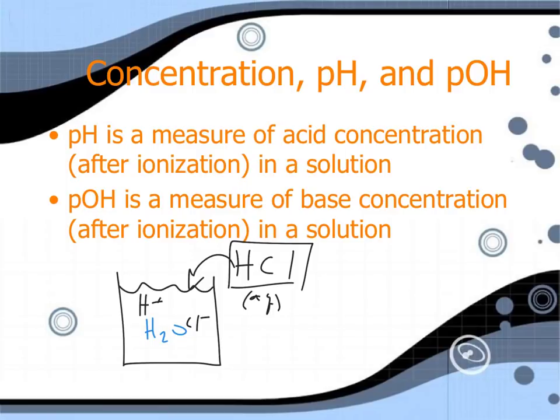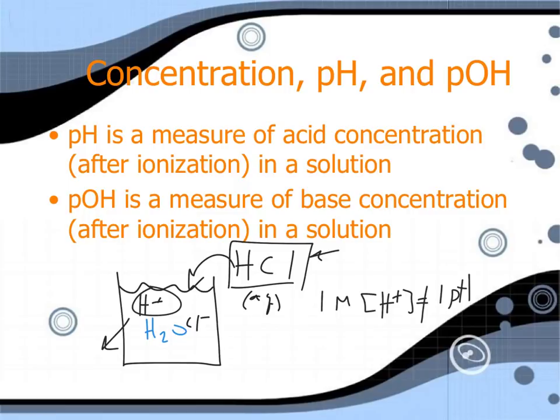pH is the measure of how many H plus ions are in solution, but it's not a one-for-one conversion. 1 molar H plus does not equal 1 pH. But we'll get into that. But what pH does measure is how much of the H plus really is in the solution. Not how much HCl is in solution, but how much H plus specifically.